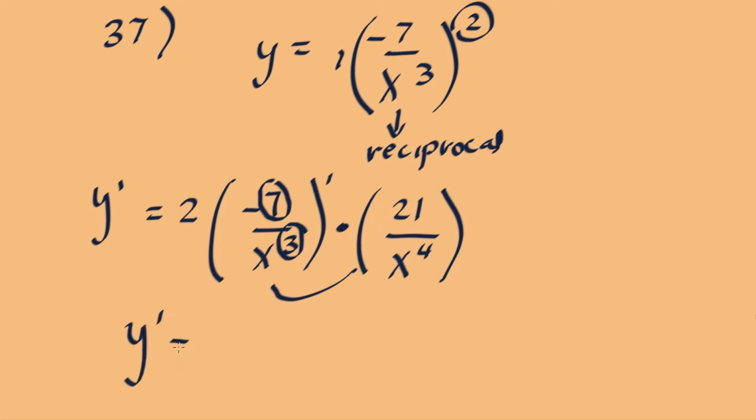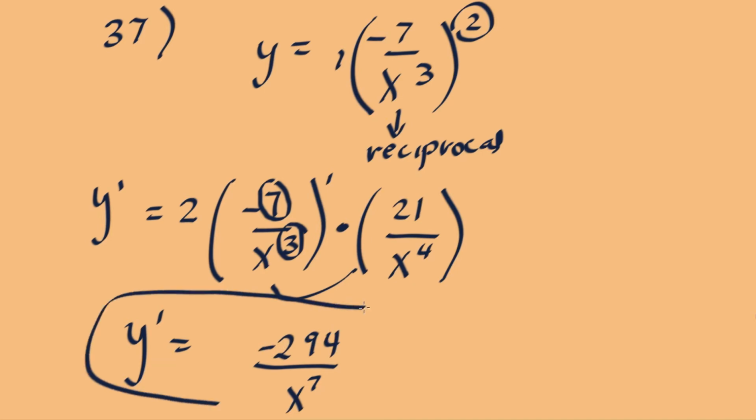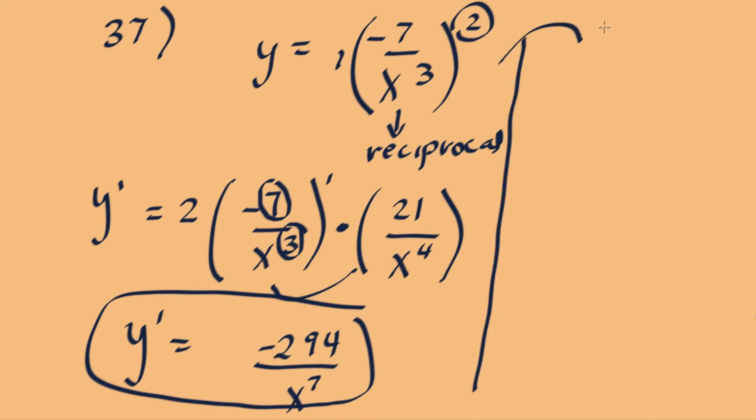Now we just need to simplify. x cubed times x to the 4th is x to the 7, and the top is 2 times 14... I mean 2 times 7, which is 14. Then 14 times 21 is negative 294. So this is our derivative.